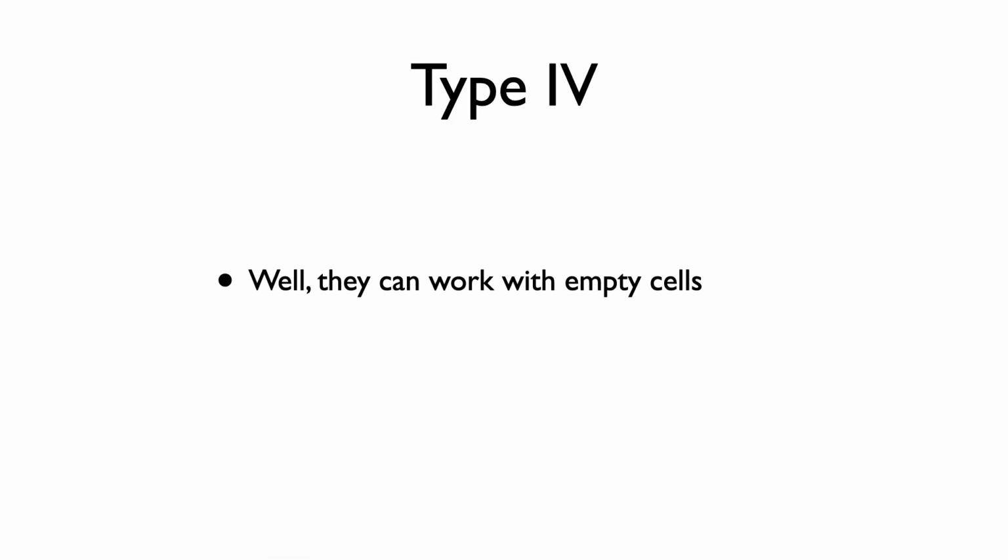Now, there's another one. There's one more. I don't think there's a type 5. No one's told me about a type 5. I've not read anything about a type 5. I think there's only 4 kinds. Type 4s are weird because they can work with empty cells.